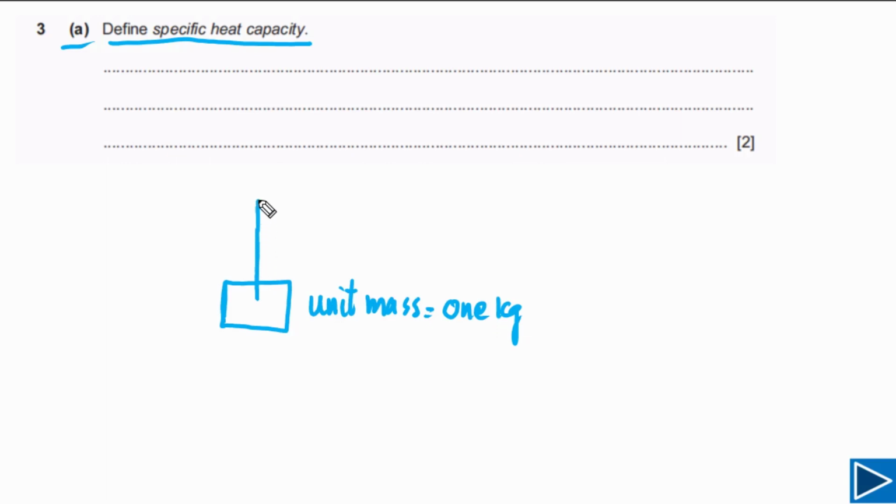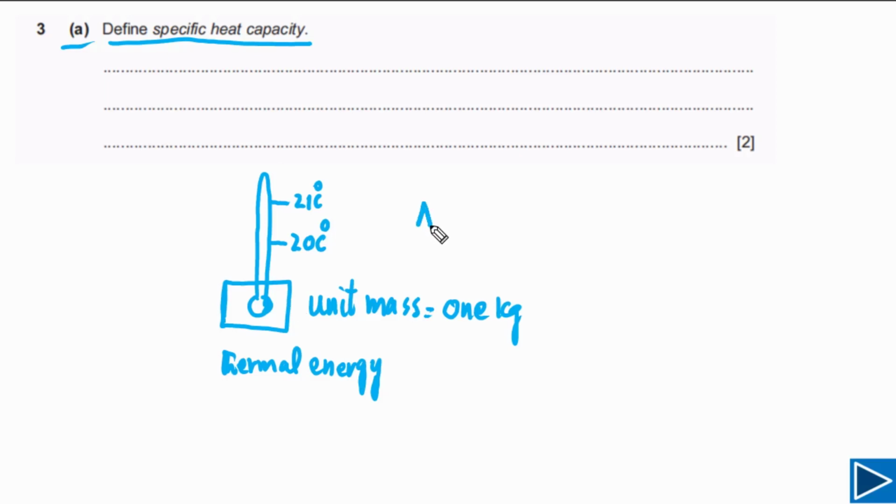Now imagine that we place a thermometer inside this mass, so inside this substance, and let's say the initial temperature of this substance is 20 degrees Celsius. We want to raise this temperature by 1 degree Celsius. In order to raise this temperature by 1 degree Celsius or by 1 Kelvin, the amount of thermal energy we need to supply, that amount of thermal energy is called specific heat capacity. So this is what exactly is meant by specific heat capacity.